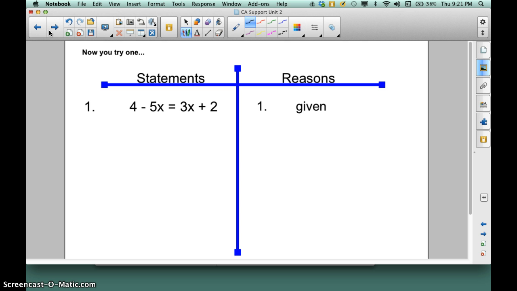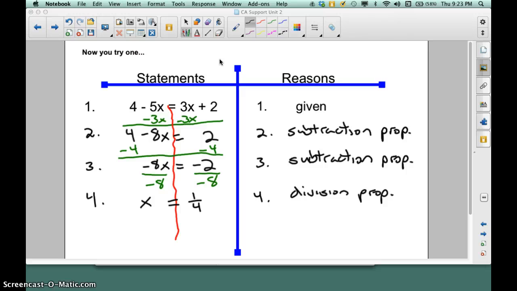Go ahead and pause the video and try this one now. Okay, take a minute to check your work. Pause the video again here if you need to. The lines in black are my steps, each with a reason, and the work in green is just that. It's the work that happens in between the steps.